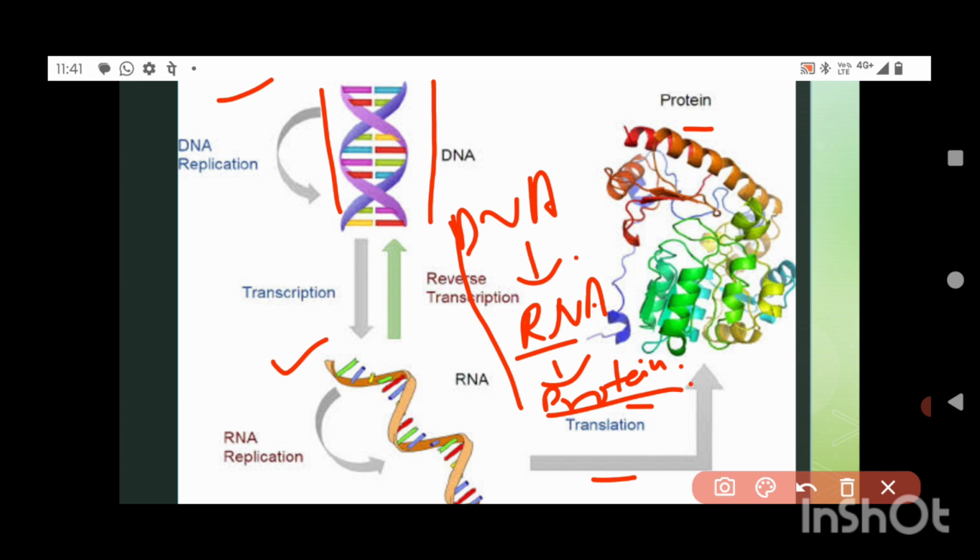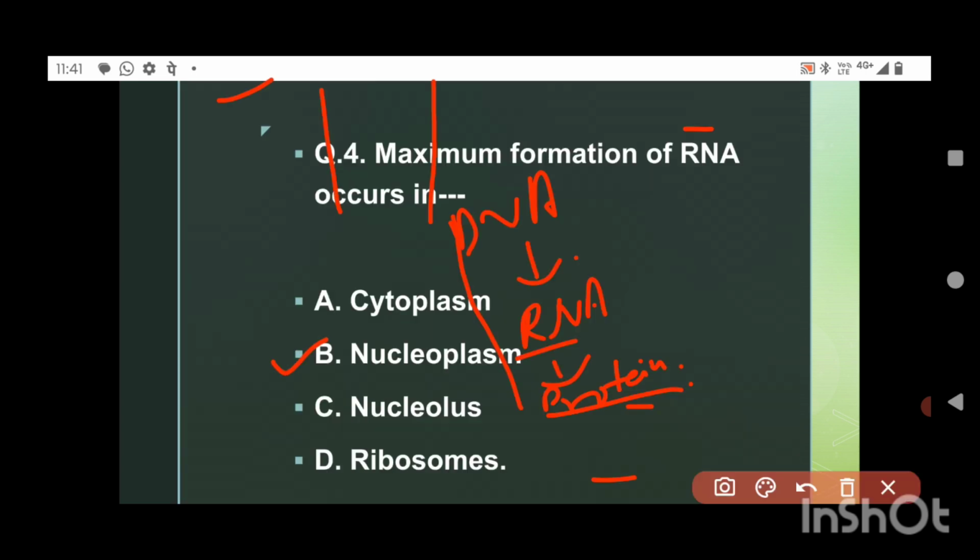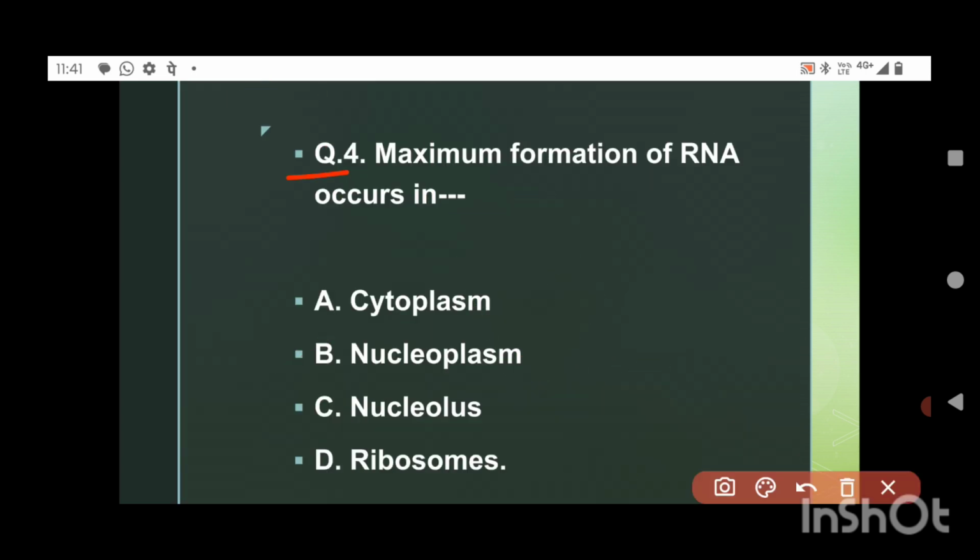Now our next question, question number 4: maximum formation of RNA occurs in which option? A, cytoplasm; B, nucleoplasm; C, nucleolus; and D, ribosome. The correct answer is option C, nucleolus. Now the explanation part.